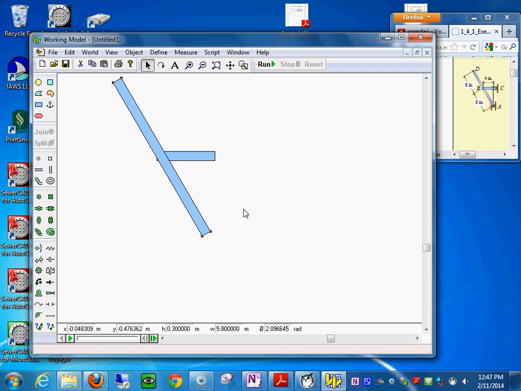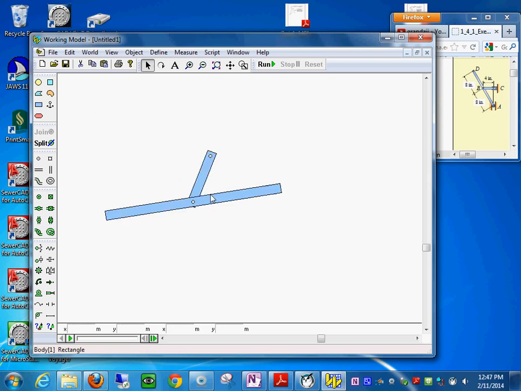How is that? Hopefully this is all right. And we need to put this kind of pin joint between these two guys. But also I need a pin joint here. And now I should be able to move it, see?